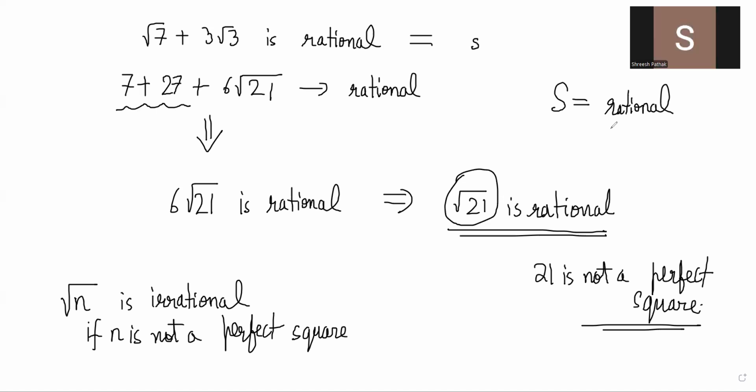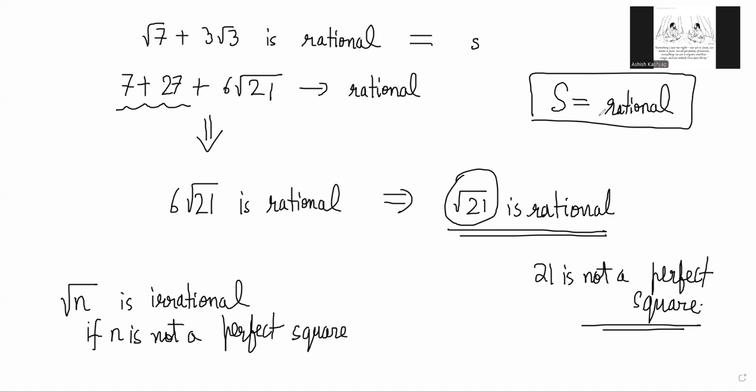So in a step-by-step manner, from this claim, I am getting that another number is rational, another number is rational. And finally, I have come to that root 21 is rational. It has come from this initial claim, and this claim is wrong, so this is a contradiction. I hope it is clear, everyone, what I have done.